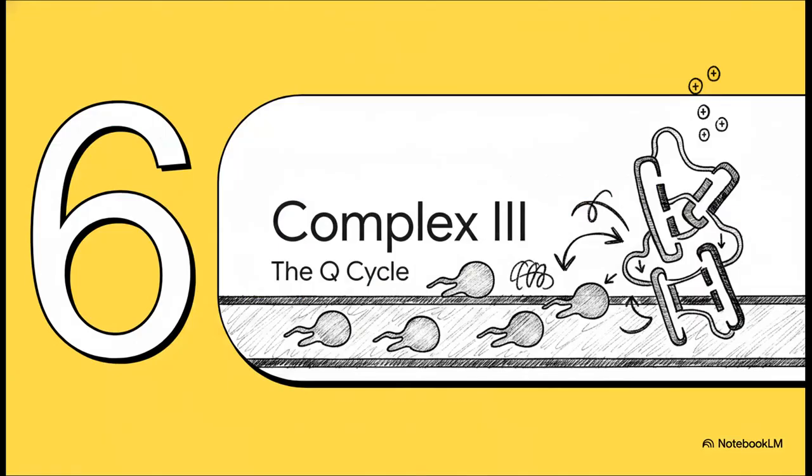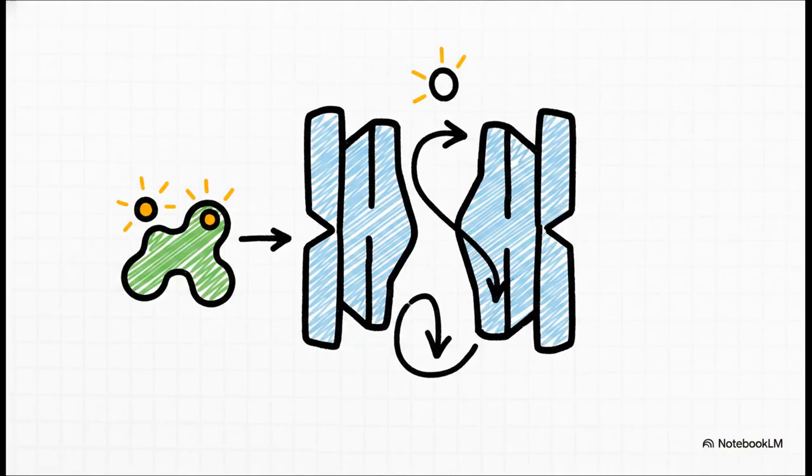And finally, section 6, complex 3 and the Q cycle. So, our fully reduced ubiquinol from both complexes I and II is now swimming through the membrane toward its next destination. Complex 3, or cytochrome bc1, is a massive dimer with 22 subunits, but here we hit a strict biological speed limit. Ubiquinol arrives carrying 2 electrons, but cytochrome c, that water-soluble carrier waiting on the other side, can only accept 1 electron at a time. To solve this bottleneck, complex 3 uses the intricate Q cycle.